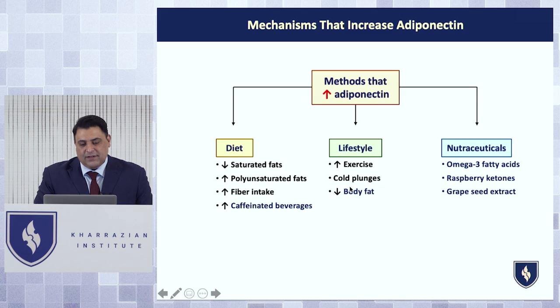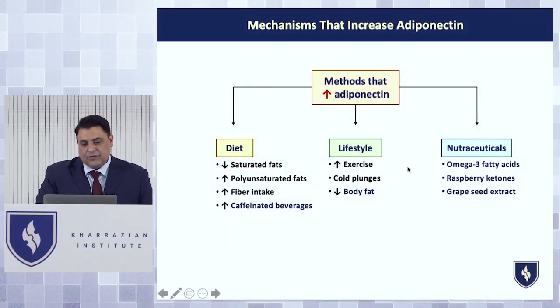Cold plunges. Cold plunges are critical for people that have peripheral arterial disease, people that have venous insufficiency. They can have a huge impact by doing cold plunges. And these are getting more popular. You can buy these cold plunges for your house that are always on, for people that do it on a daily basis, sometimes even more than once. And then reducing body fat itself increases adiponectin levels.